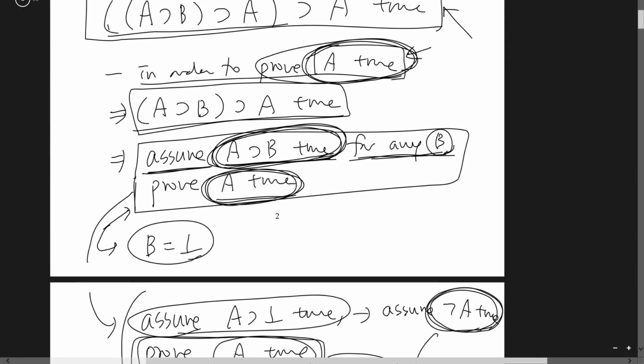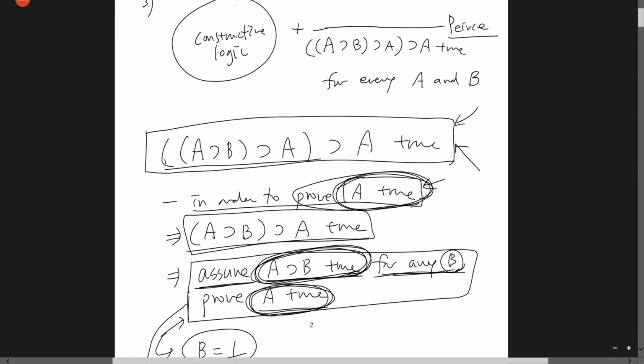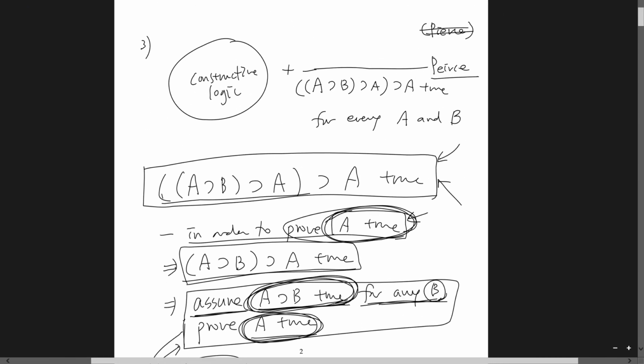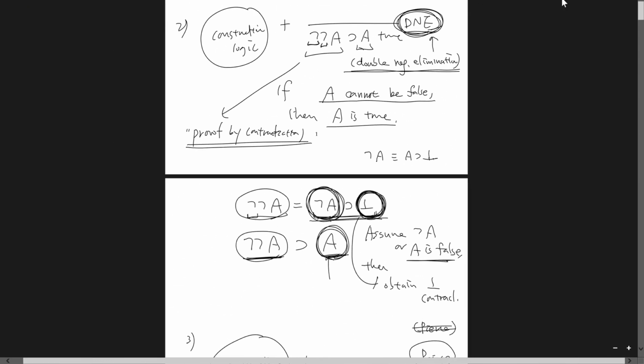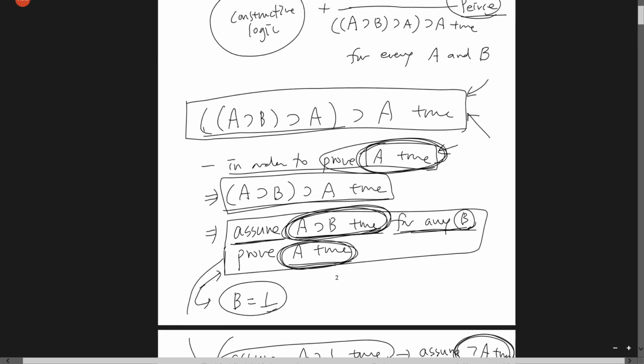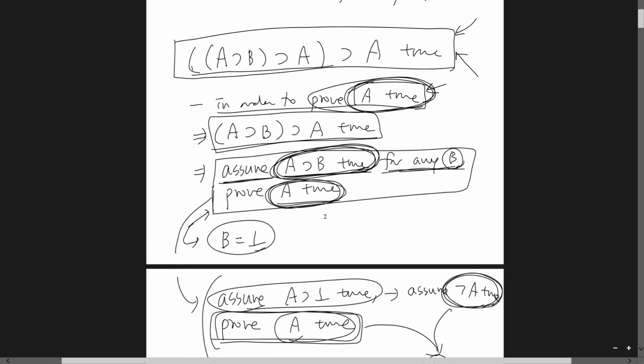But there's some common element between this Peirce law and this double negation elimination. So intuitively, if you can make an assumption A implies B true for any proposition B, basically you are saying that A is false, negation A is true. So that's the idea.